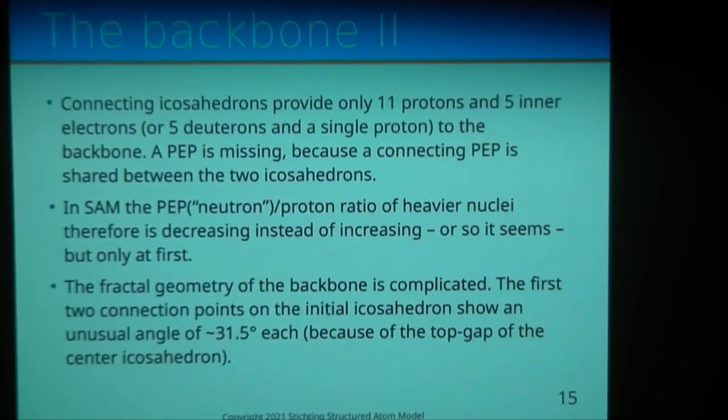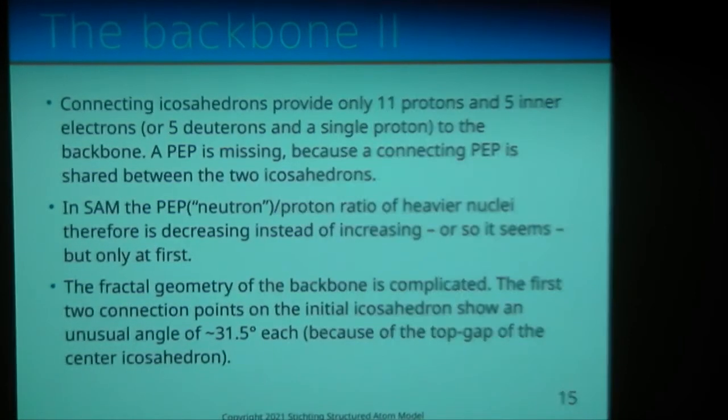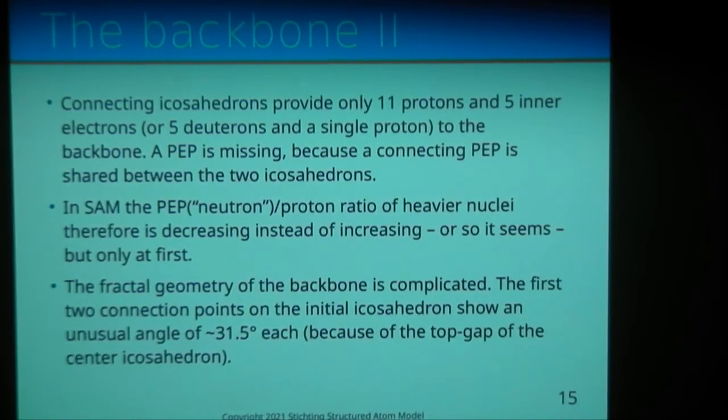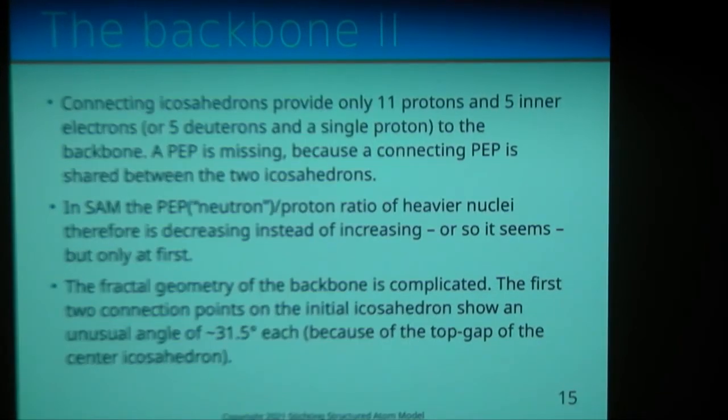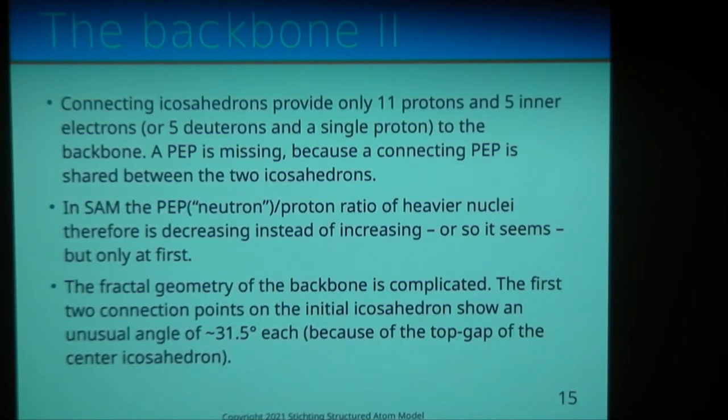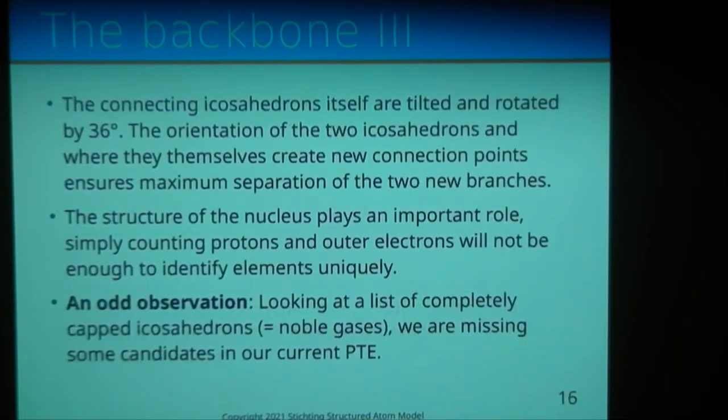The connection between the icosahedrons is made, as already mentioned, by a shared pep. A secondary icosahedron, therefore, provides only 11 protons, or 5 deuterons and a single proton. This results in a strange effect. In SAM, the ratio of neutrons to protons in base configurations of heavier elements is less than 1, not higher. Why this is actually not the case, we will find out later in this talk.